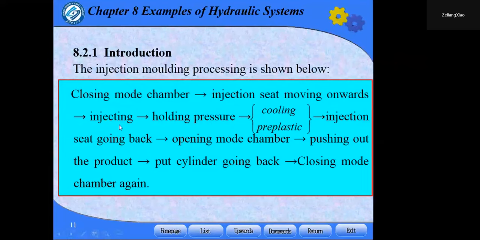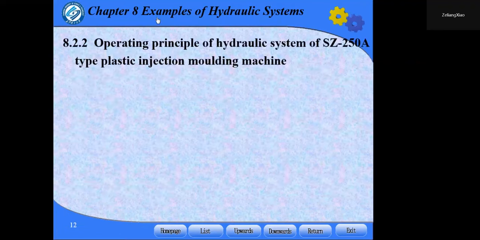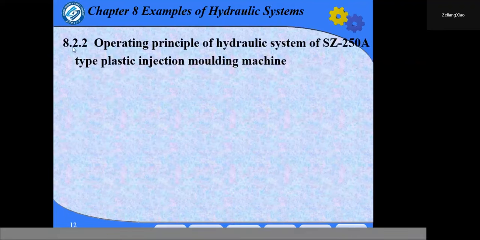This is the process. First is closing the mold chamber. Then the injection seat moves forward and the mold is filled. Then it can inject. Then holding the pressure, we can cool the plastic. Then the injection seat goes back. Then open the mold chamber, push out the products, then the cylinder goes back, then close the mold chamber again. Then it will loop again.